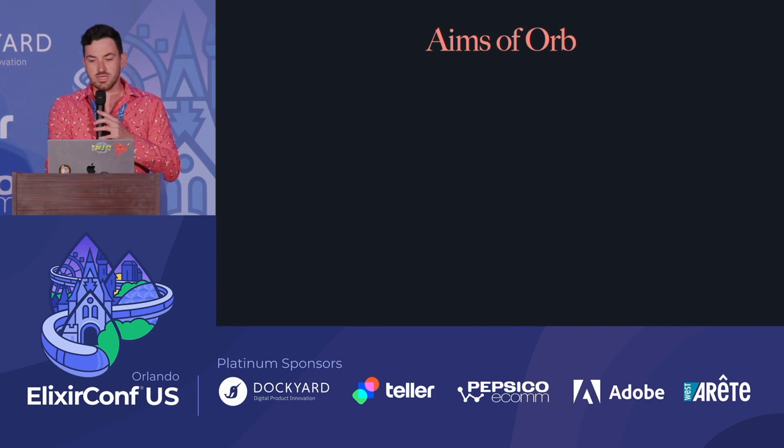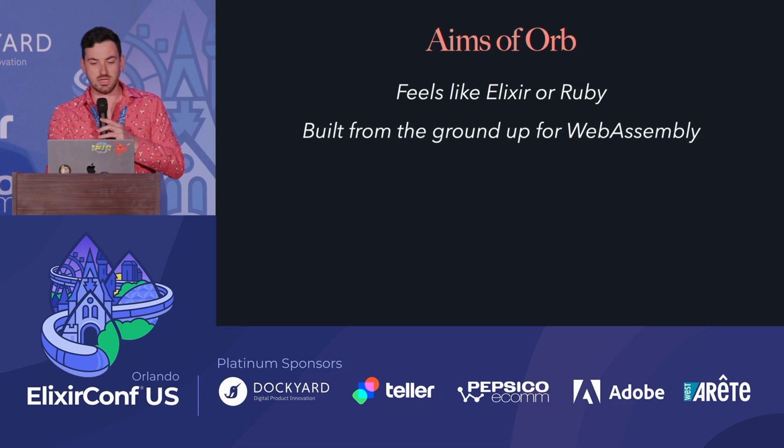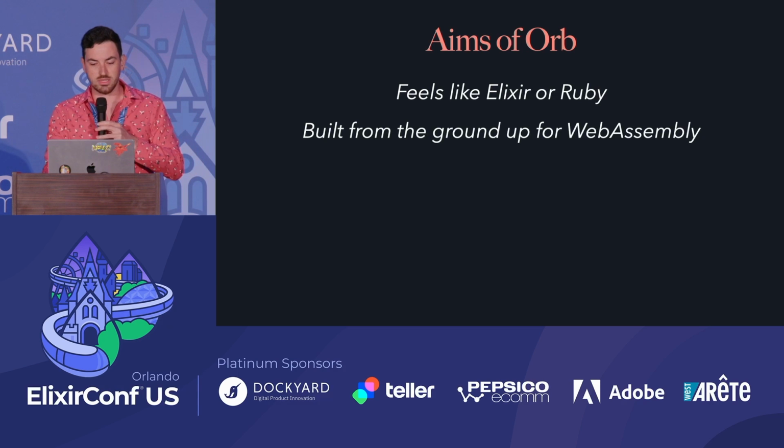So I set out to create a library to help write WebAssembly. That's Orb. And I wanted it to feel a bit like Elixir or Ruby, and you'll see that in some of the syntax. It is pretty low level, so it's built from the ground up for WebAssembly. So unlike other languages like Rust or Zig, which have amazing WASM compilation, this thing's really designed for what the feature set of WebAssembly is. So there are some unique things that we can do there.